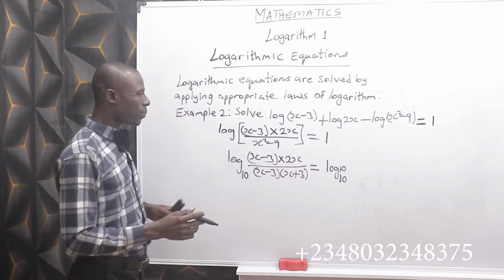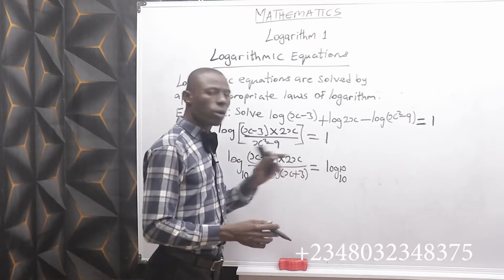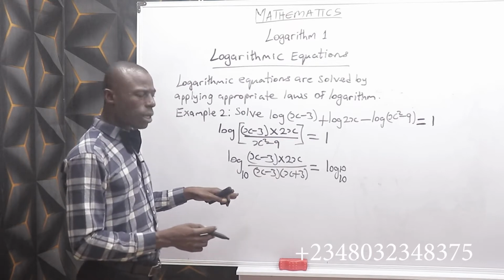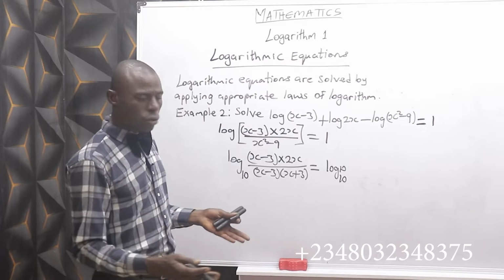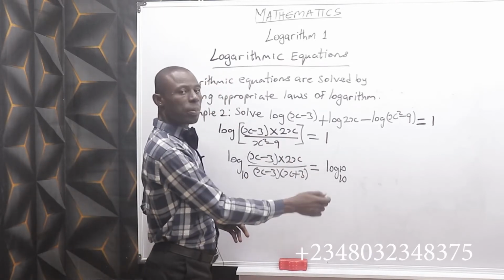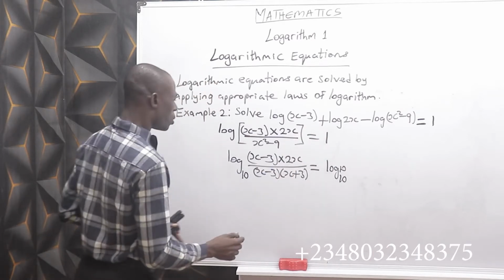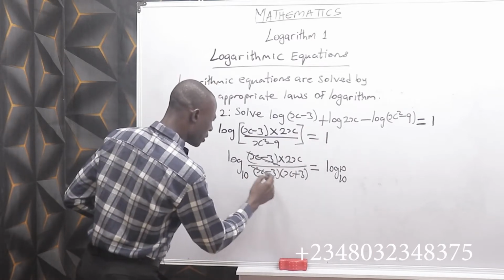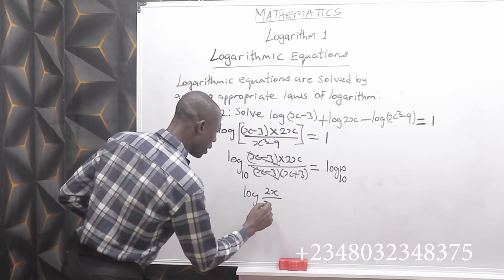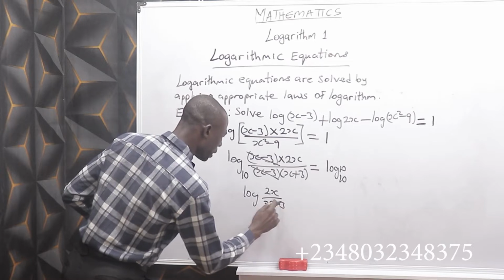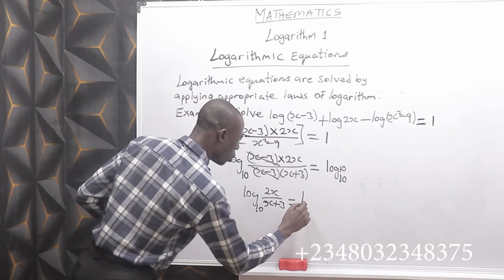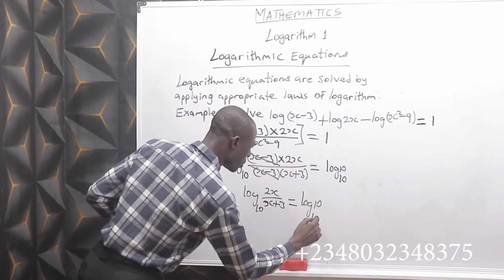See what I write. In the place of 1, I put log 10 base 10 because the base in the operation here is base 10. Log 10 base 10 means 1. So I use the logarithm to form the 1, which actively represents the figure 1. This cuts this. So we have log of 2x over x plus 3 base 10 is equal to log 10 base 10.